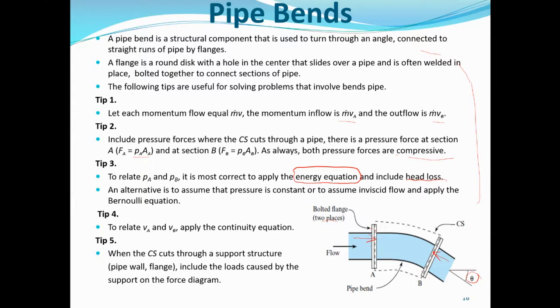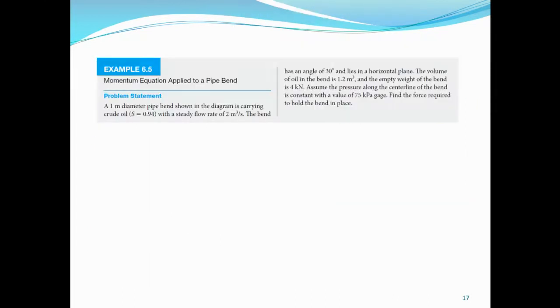Then you try to relate the velocities VA and VB, and apply the continuity equation. And when the control surface cuts through a support structure, like a pipe wall or flange, include the loads caused by the support on the force diagram. So for instance, if you have a support, you include the force, let's say Fx and Fy. So let's look at this example where we will apply the momentum equation to a pipe bend.